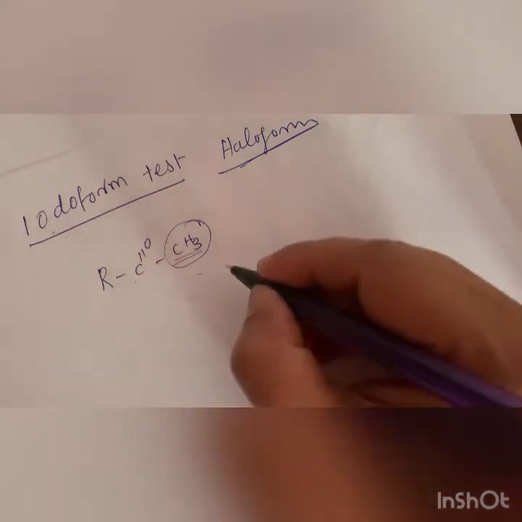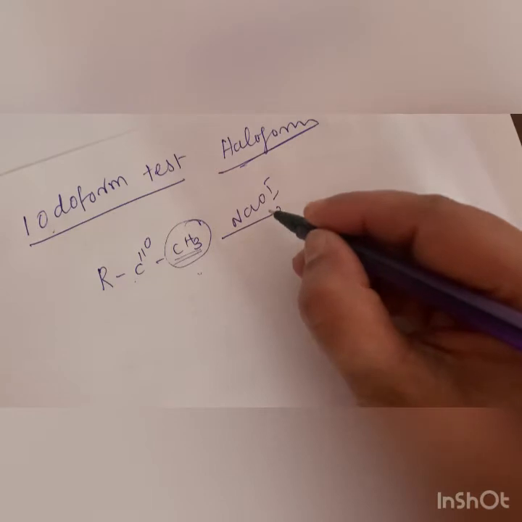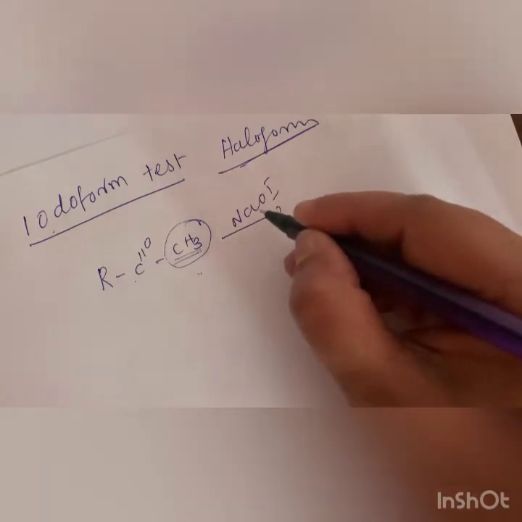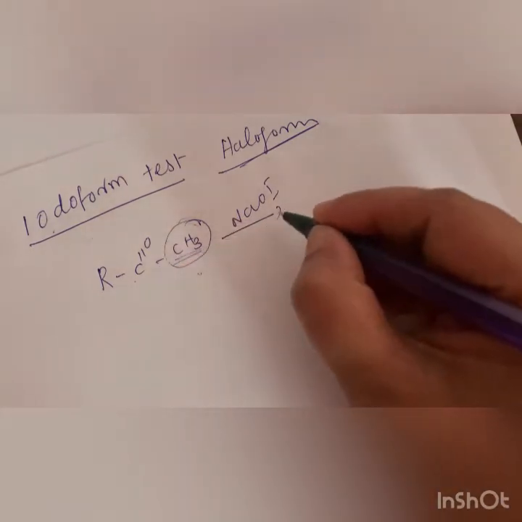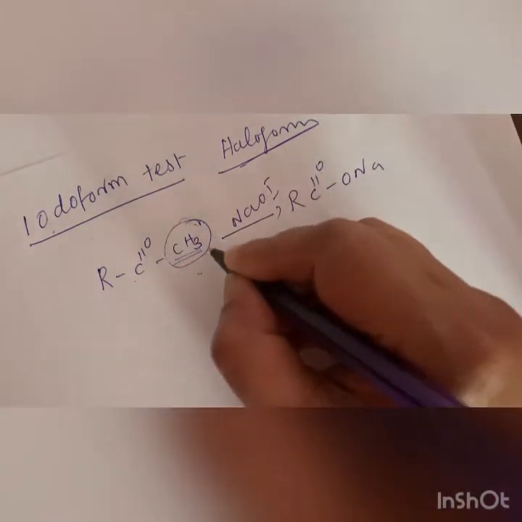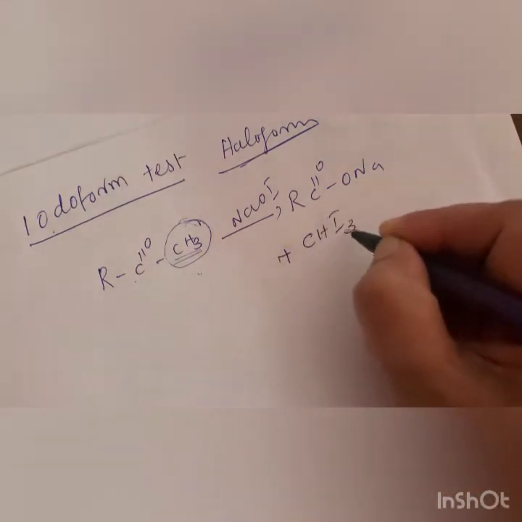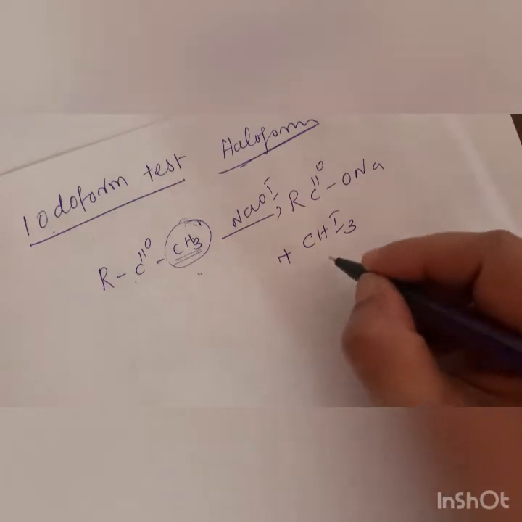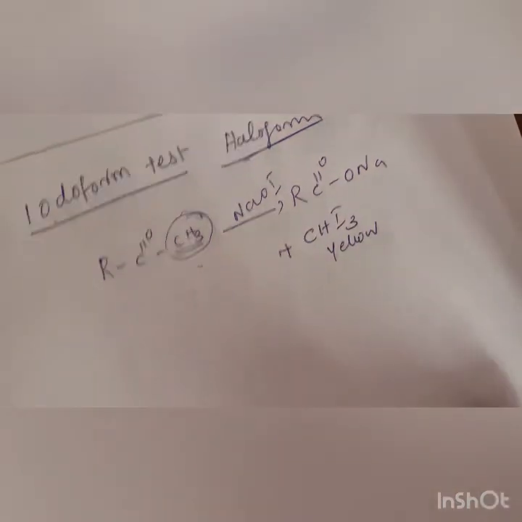When you treat this with NaOI, sodium hypoiodite, what will happen now? In the place of CH3, ONa will substitute: R-C(=O)-ONa. CH3 becomes CHI3. CHI3 is known as iodoform and it is a yellow precipitate.